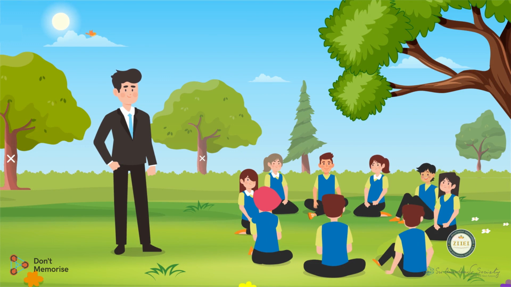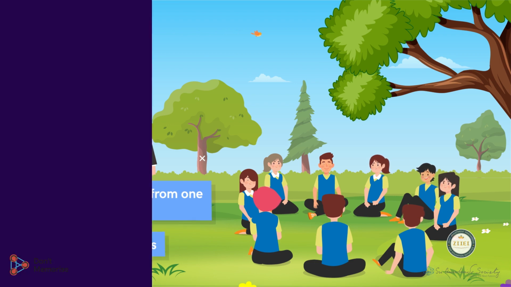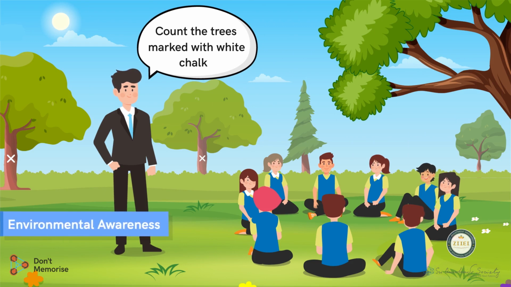Now, help the students recognize the numbers from 1 to 9 and guide them how to count the objects in a collection through an activity. Tell the students about the different names of the trees in the surroundings. Further, ask them to count the trees marked with a white chalk. As the students observe the surroundings, a sense of environmental awareness will be inculcated amongst them.